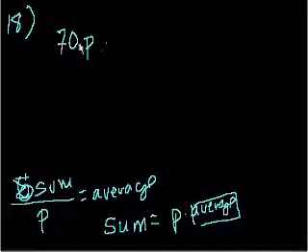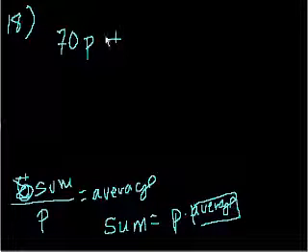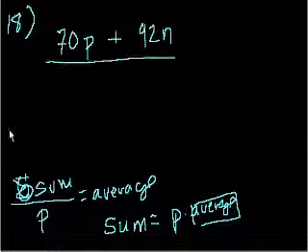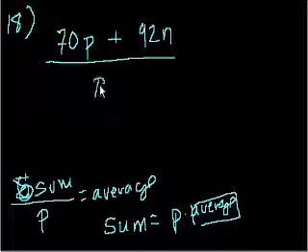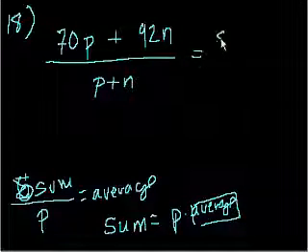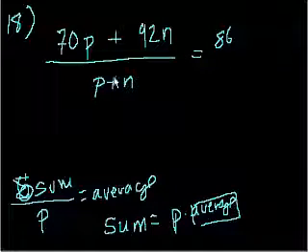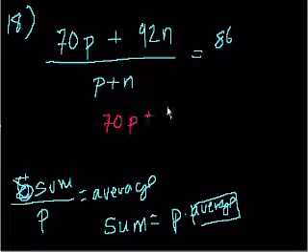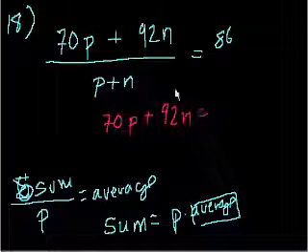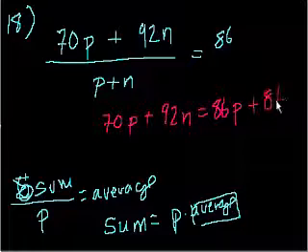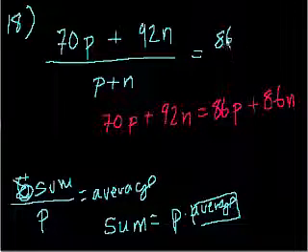So 70 times P is the sum of the first class. What's the sum of the second class? It's going to be 92N for the same exact reason. Now, how many total students are we averaging? There are P in this sum and N in this sum, so it's P plus N. And they tell us that this average score is 86. So we've set up our equation. Let's multiply both sides by P plus N. You get 70P plus 92N is equal to 86P plus 86N, distributing the 86.